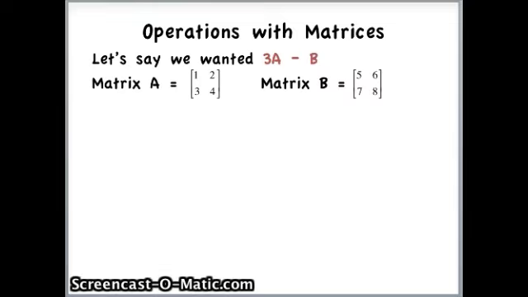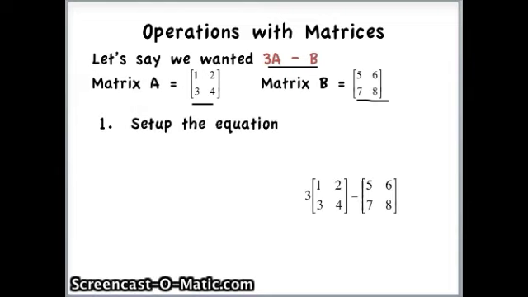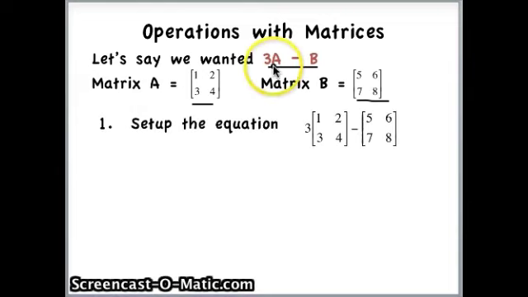So what if we wanted to perform multiple operations with the matrices? As seen here, we want to do 3A subtracted by B. So here's matrix A, and here's matrix B. First thing we need to do is set up the equation. We need to be diligent: this is 3A, we're multiplying matrix A by 3, so we need to make sure we plug in the right matrix here. This is matrix A, and it matches with our matrix A up here. Subtracted by B, so these two match right here, so we know that we set up the equation correctly.